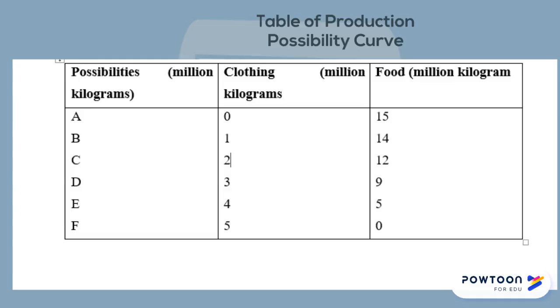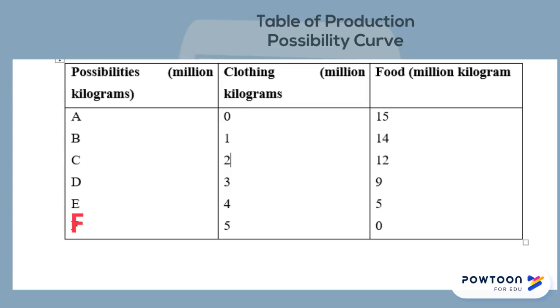The society may be willing to give up some food to have clothing. If it wishes to give up still more food, it could still have more clothing. A schedule of the number of possibilities is given in this table.